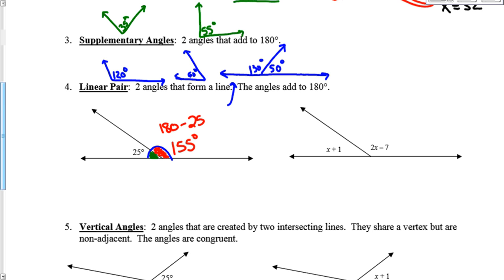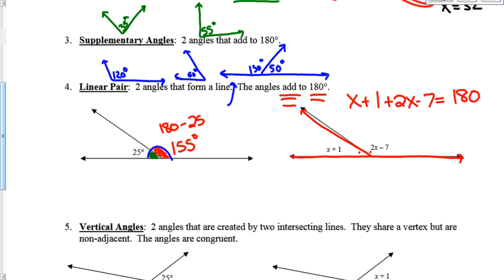Taking a look at our second example, once again, it's a linear pair because the two angles form a straight line, and they are connected right here. They share that common ray. They share a common side. That's what we mean by adjacent or connected. So I can set up an equation to figure out x and to ultimately figure out the measure of each angle. How do I set up my equation? Well, I know that the linear pair adds up. They add to 180. You can use that information to help you. So I have x plus 1 plus, because I'm adding, 2x minus 7, and together those equal 180 degrees.